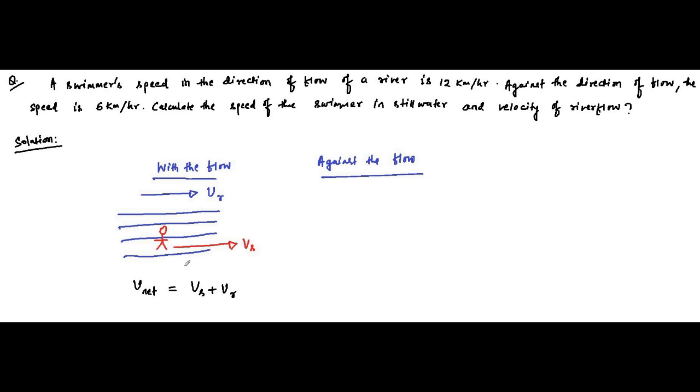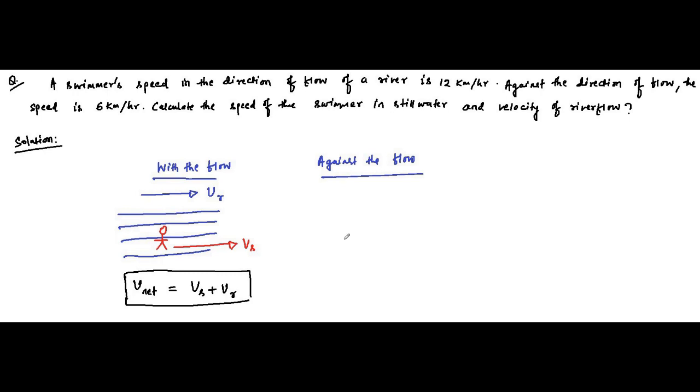Here Vs is the velocity of the swimmer, only his velocity, as if he is in still water, and Vr is the velocity of the river. So when the swimmer is swimming with the flow, in the direction of the flow, both these velocities add up.